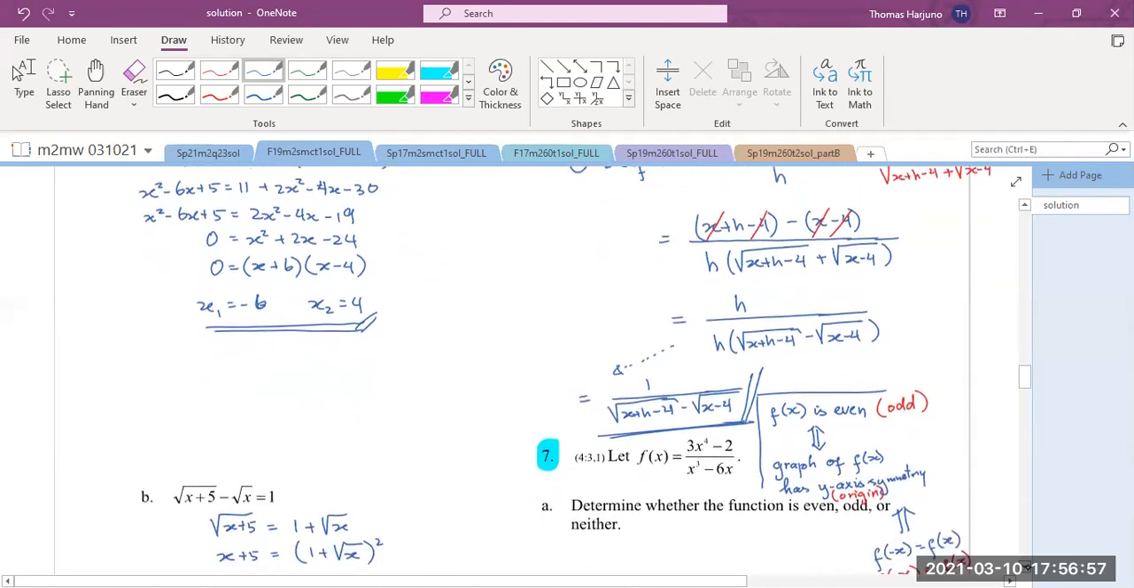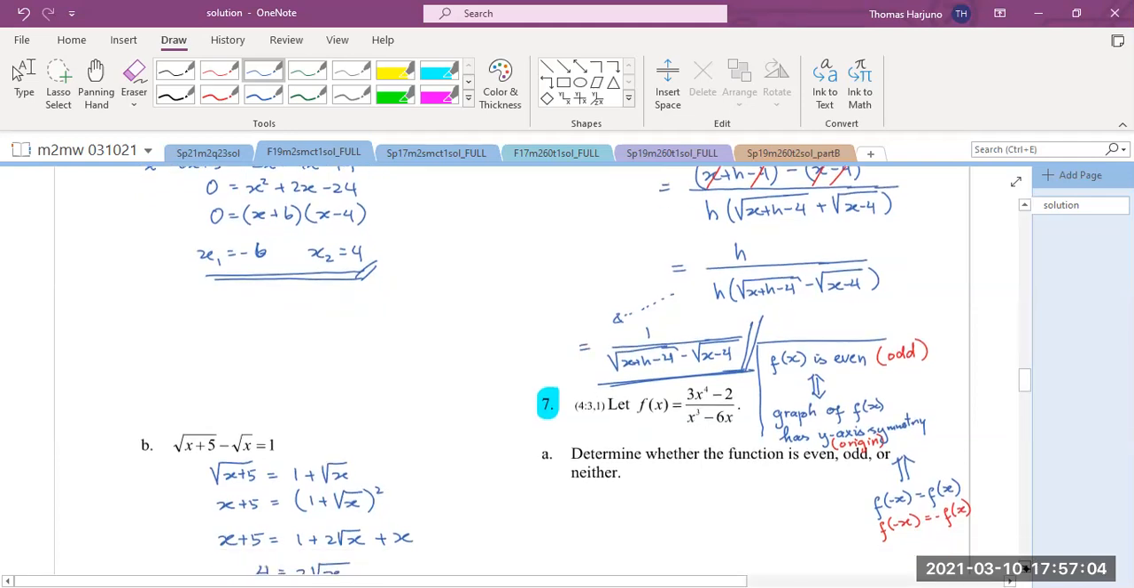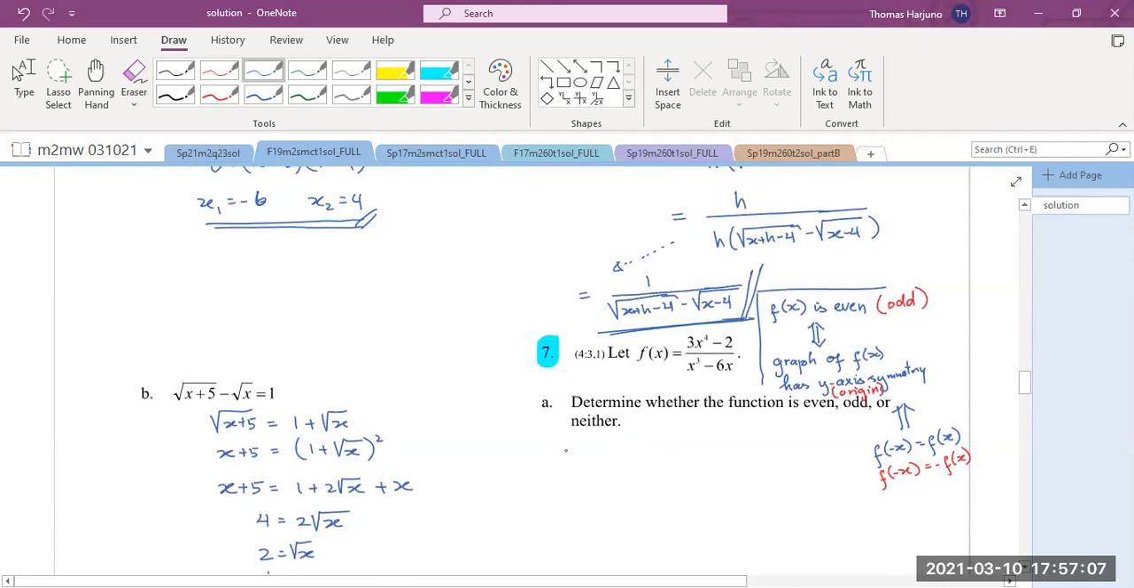Okay, let's go on. Number 7, determine whether the function f(x) is even, odd, or neither. Now to decide, we need to check what happens to f of negative x. If f of negative x equals f of x, then it is even. If f of negative x equals negative f of x, then it is odd. So f of negative x equals, I replace x by negative x, and then simplify.